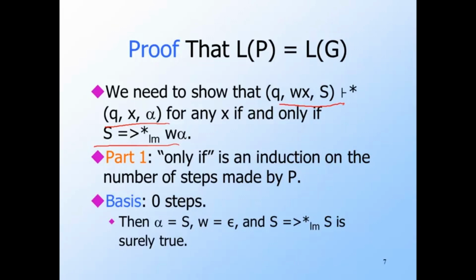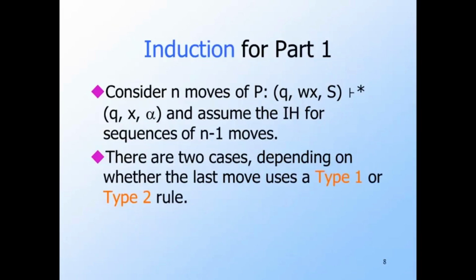We need to show that S derives W alpha in a leftmost derivation. But W alpha is just S, and surely S derives itself. Now let's do the induction. We'll consider the result of n steps of P, that is, this ID has become that ID, and we'll assume the inductive hypothesis for sequences of n-1 steps. We must consider type 1 and type 2 moves as the last step separately.